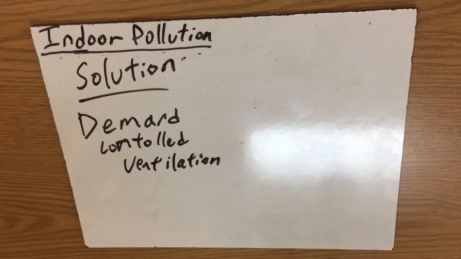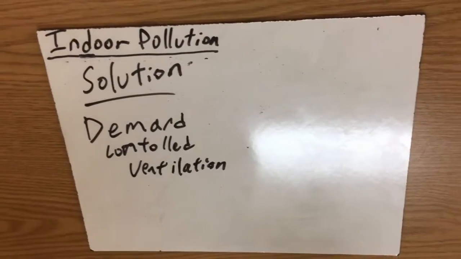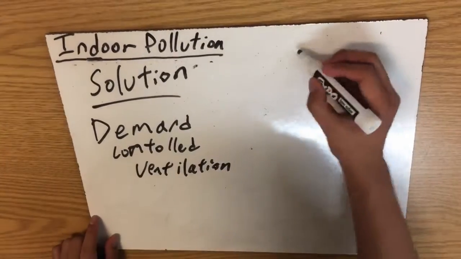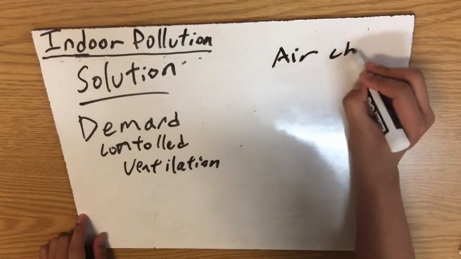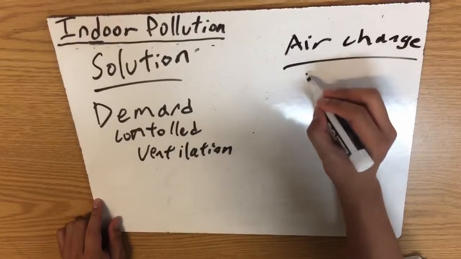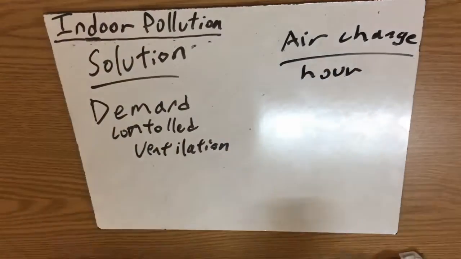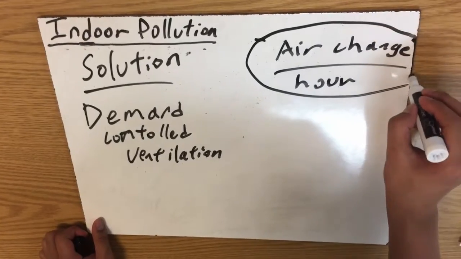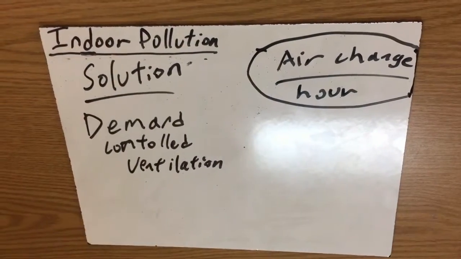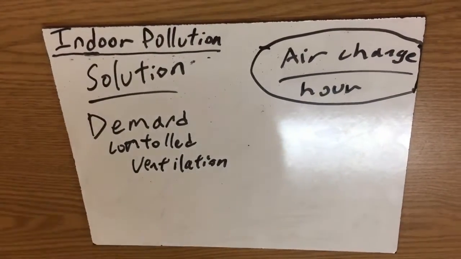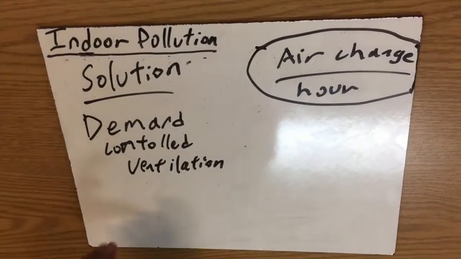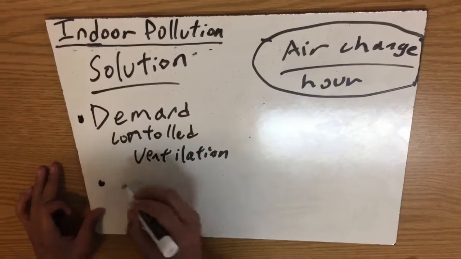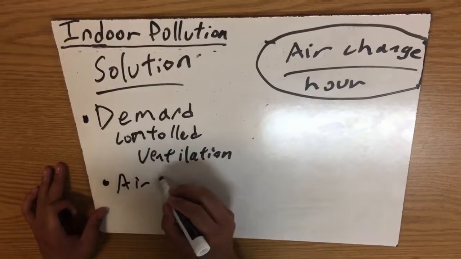The most important thing when thinking about indoor pollution is that the best solution is air replacement. Most buildings require a certain air change per hour. If you have to do a math problem, you'll usually see something like air change per hour. Air change can come in anything from liters to kilograms of weight, so remember to get your units correct. Demand control ventilation is one of them. Obviously, you can also install new air filters.